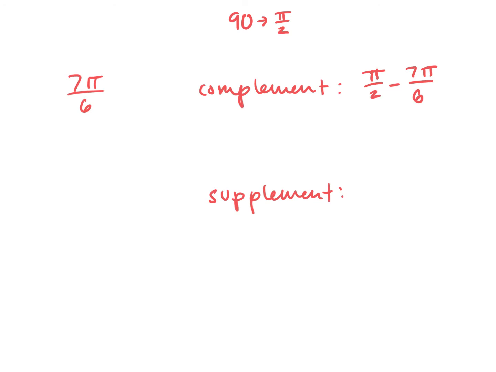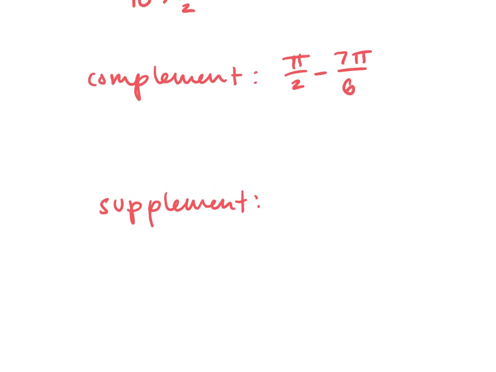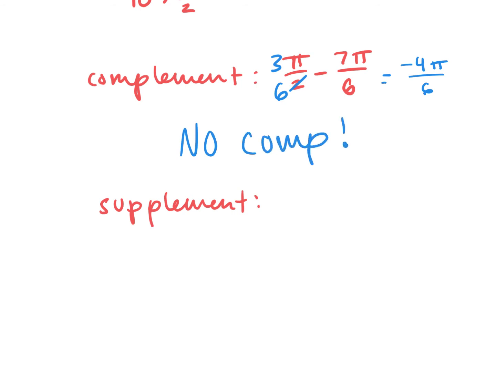To subtract fractions, what do I need? A common denominator. So I'm going to multiply the top and the bottom here by 3, so this is 3 pi over 6. What's 3 pi minus 7 pi? Can my complement be negative? No. So what would my answer here be? None, or no complement. You cannot have a negative as a complement or supplement. The other one is also no solution.